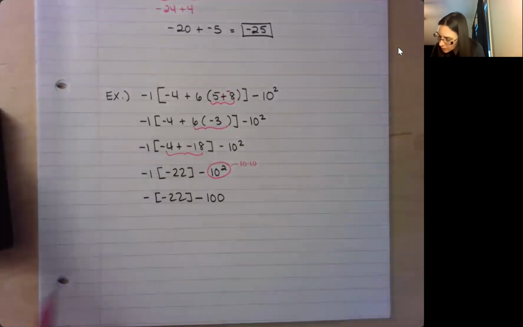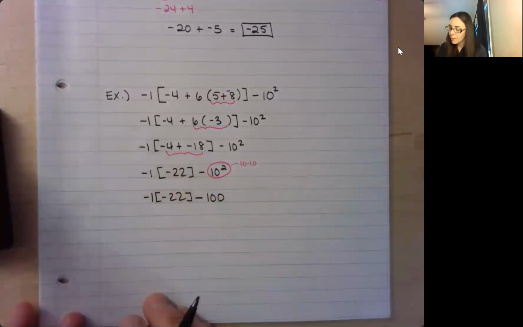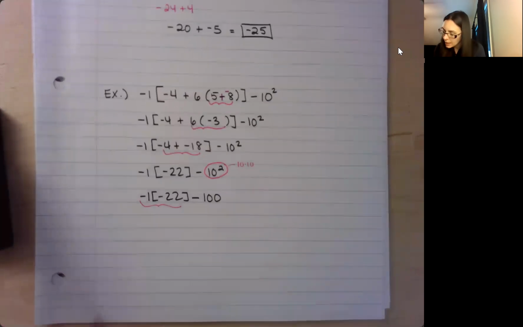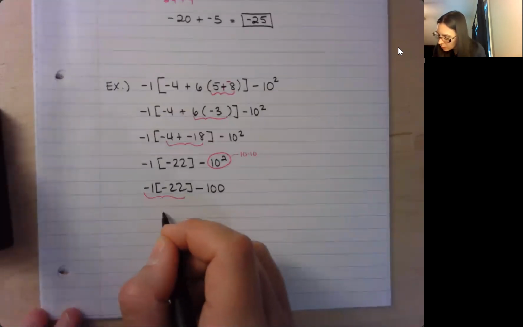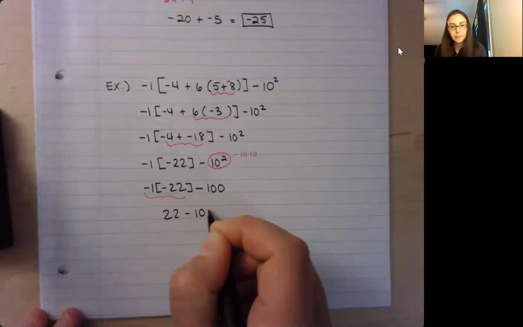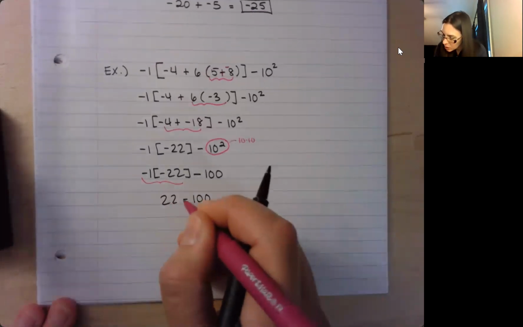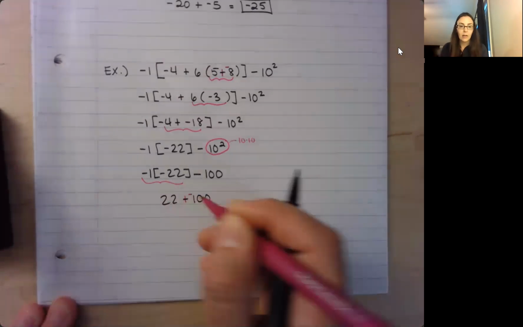So I lost my 1 there, sorry guys. Here I'm going to go ahead and multiply. -1 times -22 is a positive 22. And finally, I'm going to change that subtraction over to addition, make my 100 negative.